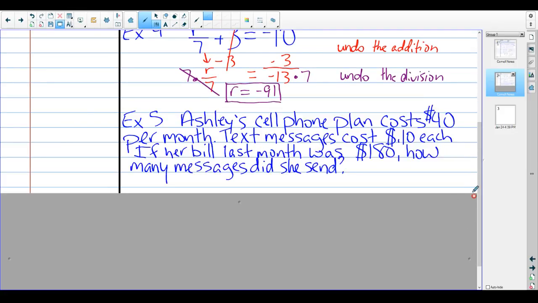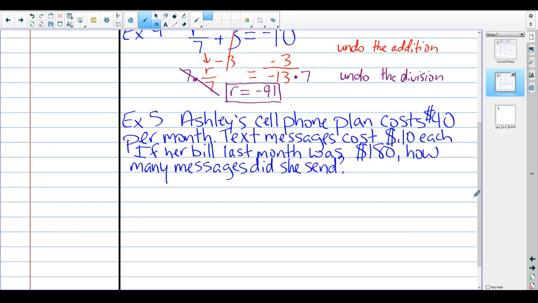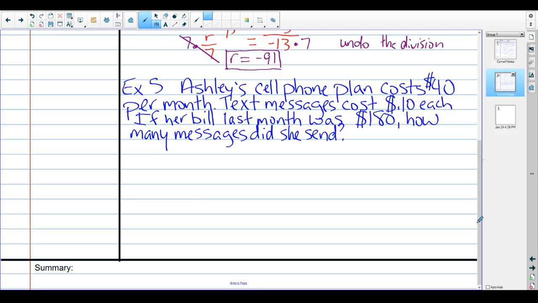Alright, one more. Last one's a word problem, just because why not? So Ashley's cell phone plan costs $40 per month, and Ashley lives in the past, and so she's still being charged for text messages, 10 cents each. Her bill last month was $180. How many messages did she send? Okay. This guy wrote this, and she lived back in the times when you still got charged for text messages.